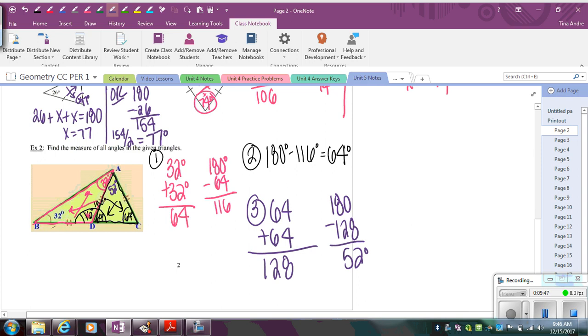The other situation you would run into is maybe you have an equilateral triangle, so all equal sides, all angles have to be equal, which means they have to be 60, because 180 divided by 3 is 60. So go ahead and try the check your understanding problems using these different concepts.